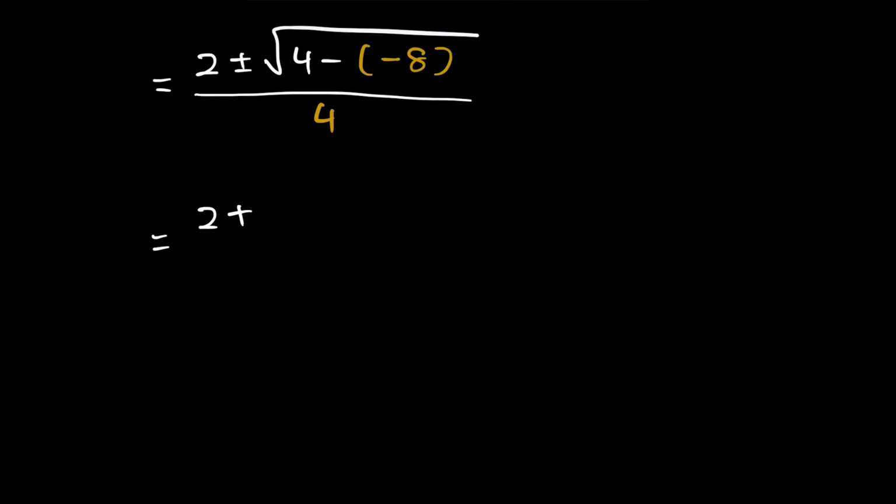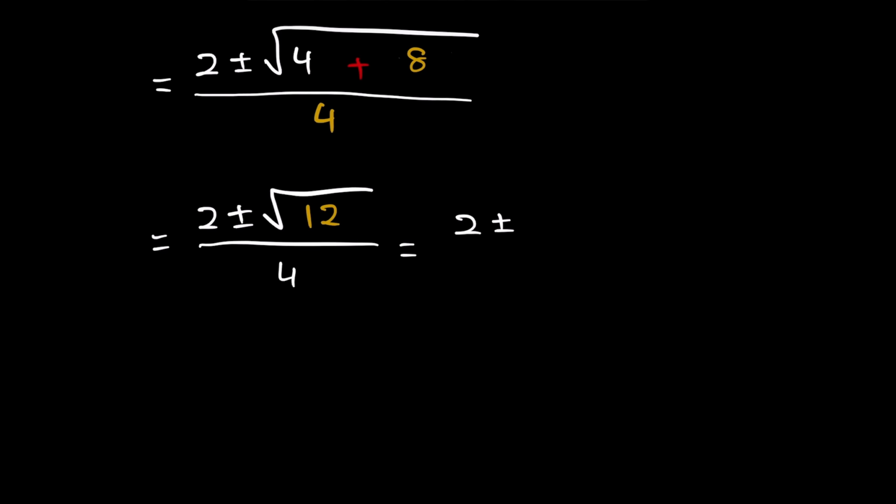So 2 plus or minus the square root, and over here, what do we have? We have a minus minus, so we can turn that into a plus. So 4 plus 8 just gives you 12, and then all of that divided by 4. Now you could say that we're done, but actually we can simplify this one step further. What we can do is turn this 12 inside the square root into 4 times 3, and then that divided by 4.